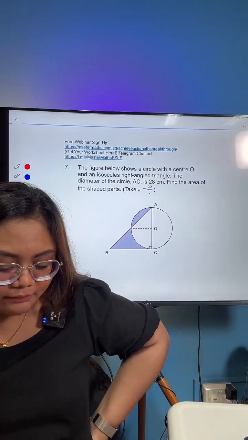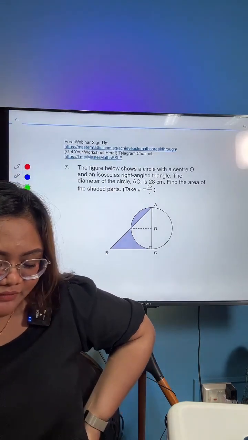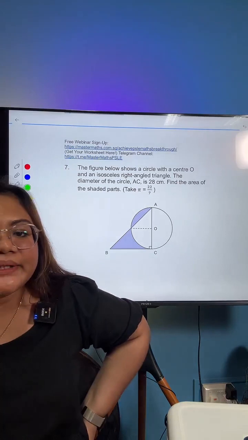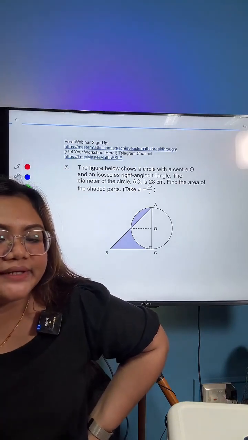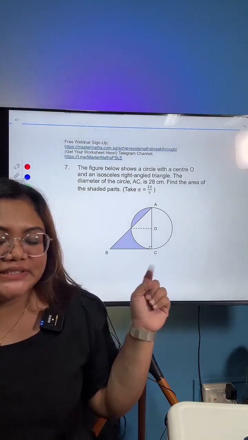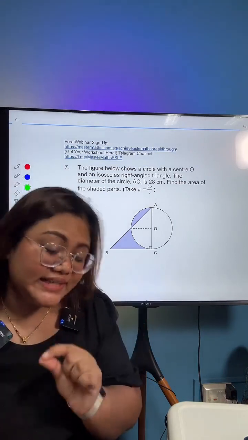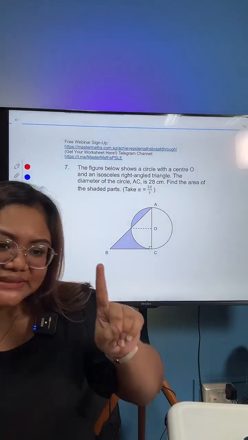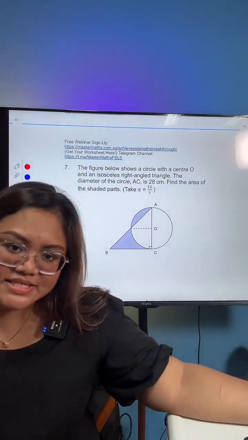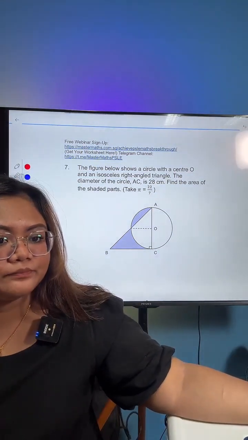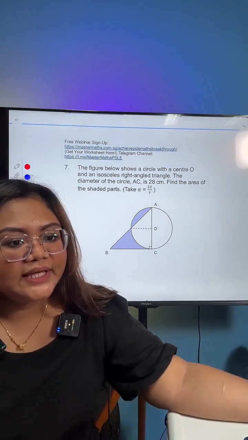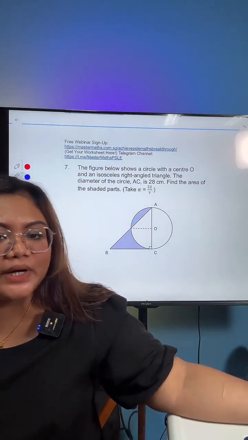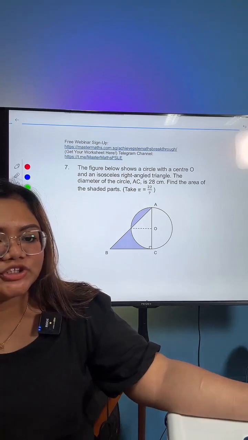Okay, chop chop cutty pop. In this question, we want to find the area of the shaded parts. Take pi equals 22 over 7. There is a technique to solve this. Once you see that technique, you only need one step to solve this question. One step only. Very simple one step. What is that one step to solve this question?